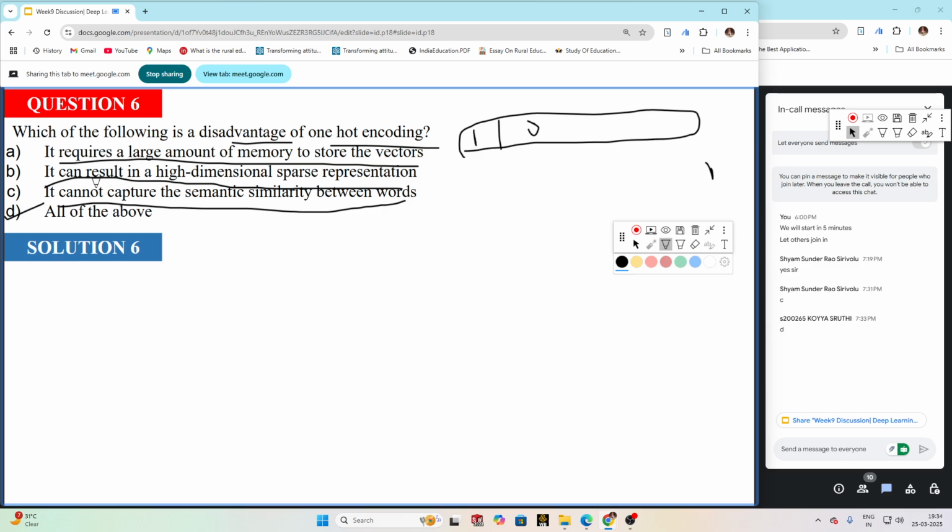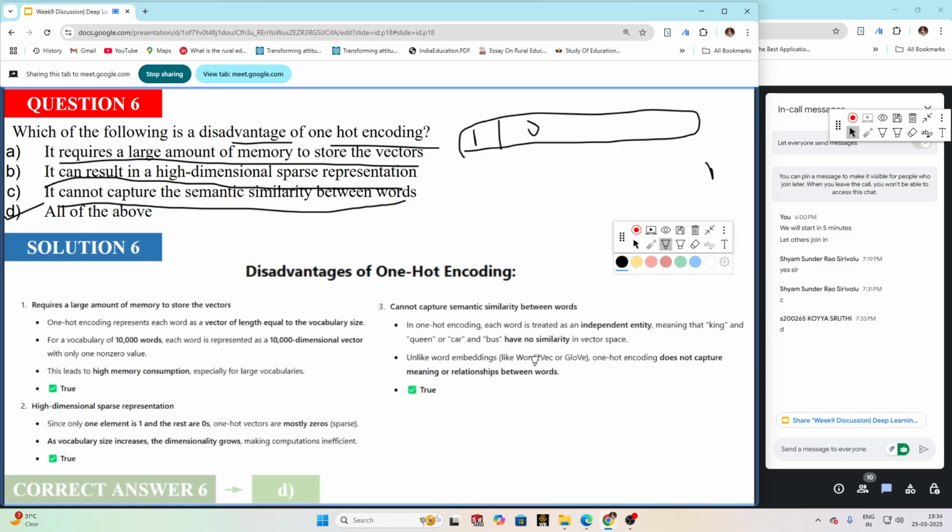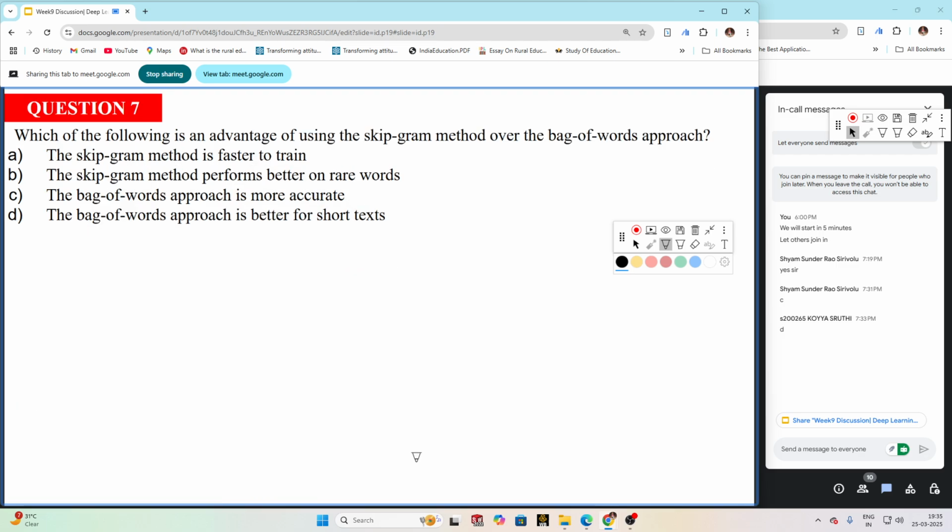Option C, it cannot capture the semantic similarity of words. Yeah, cosine similarity in case of all these vectors is 0. Because we know cosine similarity is the dot product of the two vectors at the numerator, and for any two encodings, whenever we do the dot product, the result will always come 0. So it cannot capture the semantic similarity between the words. So option D, all of the above, is the correct answer. Okay, so this is the thing. All these are things you can read, but this is what I have told you. So option D is the right answer. Okay, so let's move on to the next question.